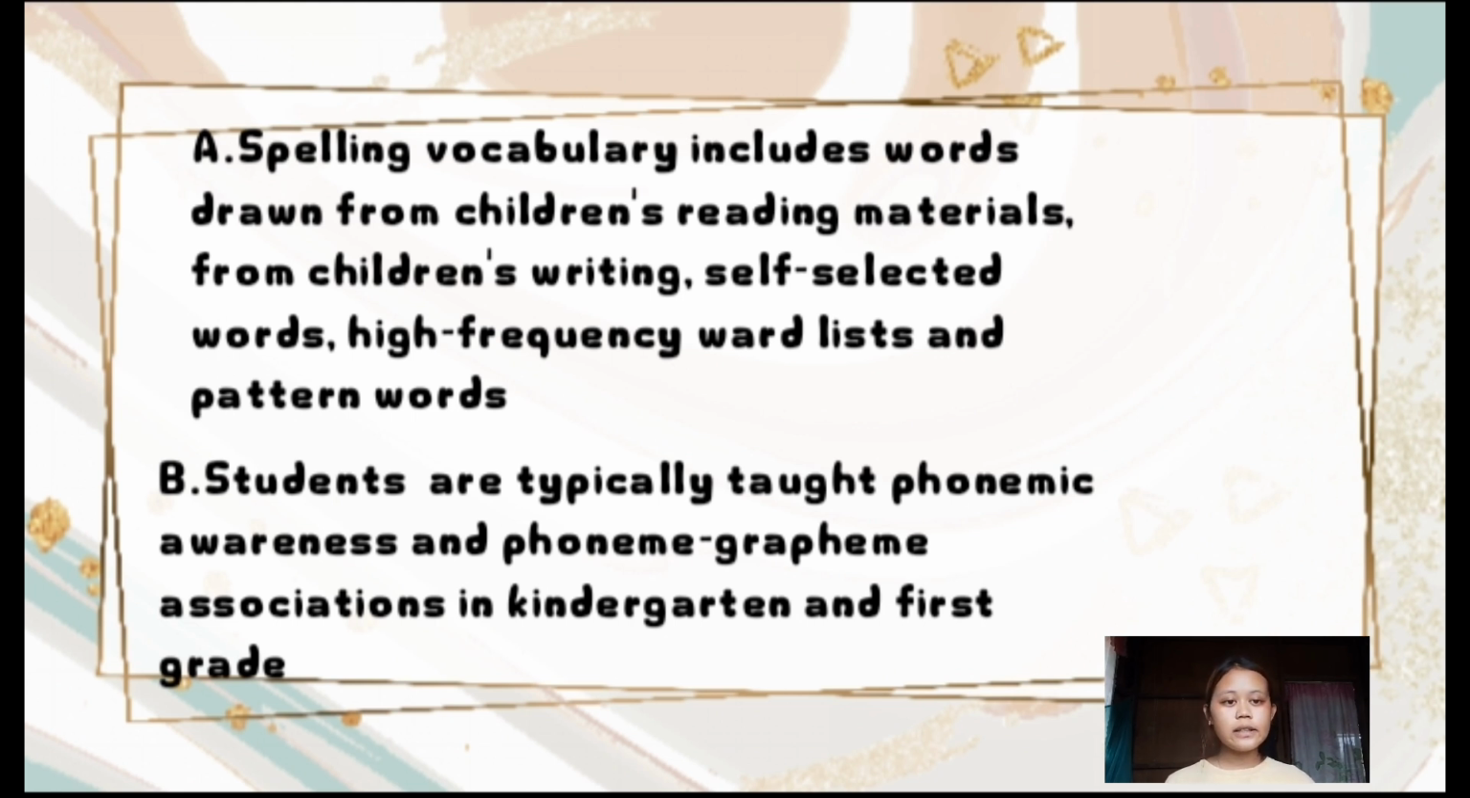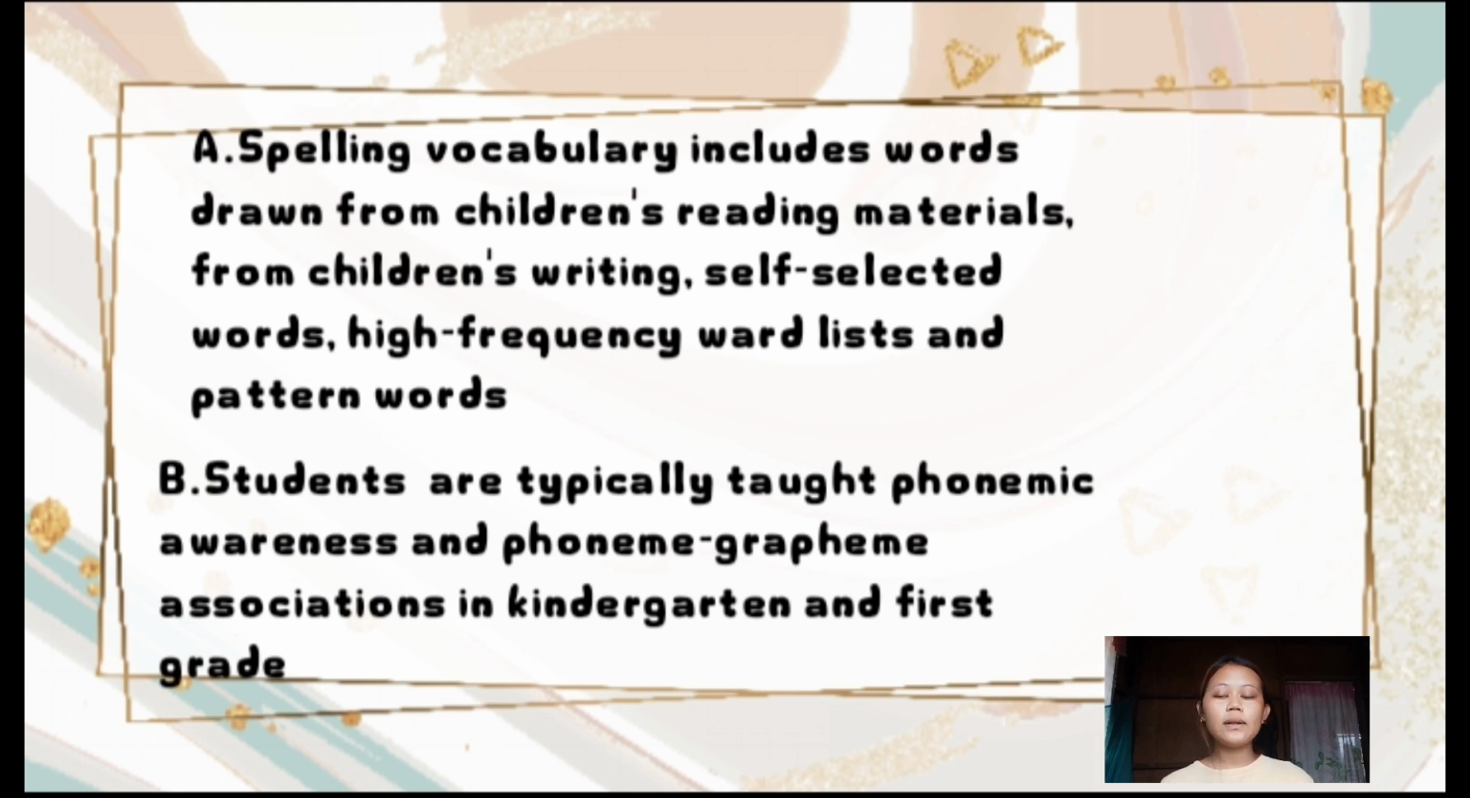So, here are the examples. The letter B sounds b, b, b, and the letter C sounds k, k, k. So we can recognize the letter and we know its sound. So that's what we call phonemic awareness.